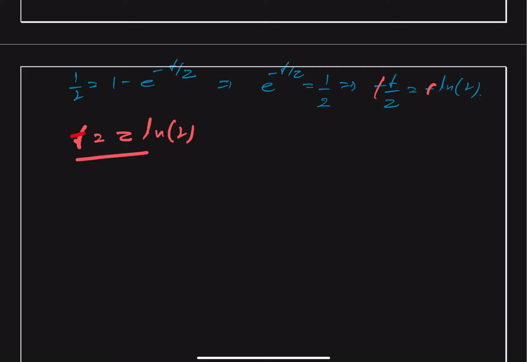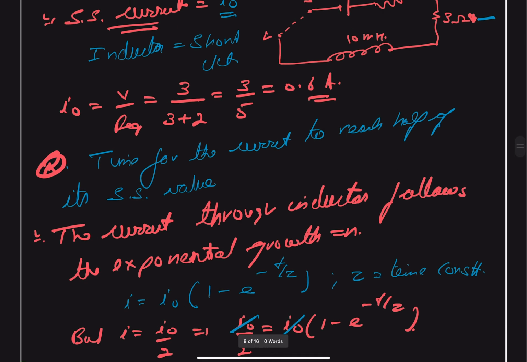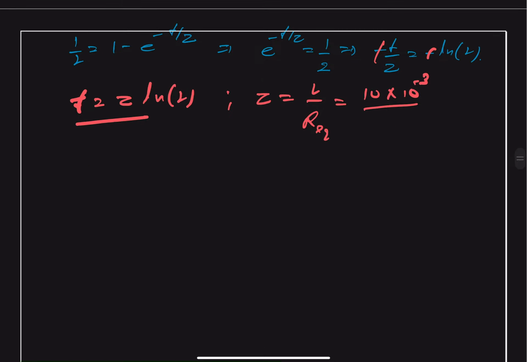We can find out our value of tau, which is our time constant, that will be equal to L upon R. Here R will be our R equivalent. So L is 10 into 10 to the power minus 3, and R equivalent will be 2 plus 3. Yeah, 2 plus 3. And this comes out as close to 2 into 10 to the power minus 3 seconds.